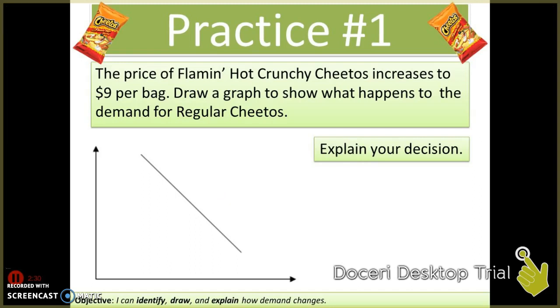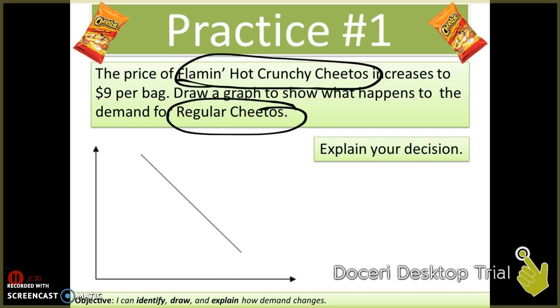The first thing I'm going to note is that there are 2 different products, Flamin' Hot Crunchy Cheetos and regular Cheetos. And I want to identify the relationship between these two. And I should identify that I'm not going to buy both of them. I'm going to buy one or the other. And so the relationship is that they are both substitutes. And so now that I know that they are substitutes, I can graph that and identify my demand curve there as D1, and I'm graphing the demand for regular Cheetos.